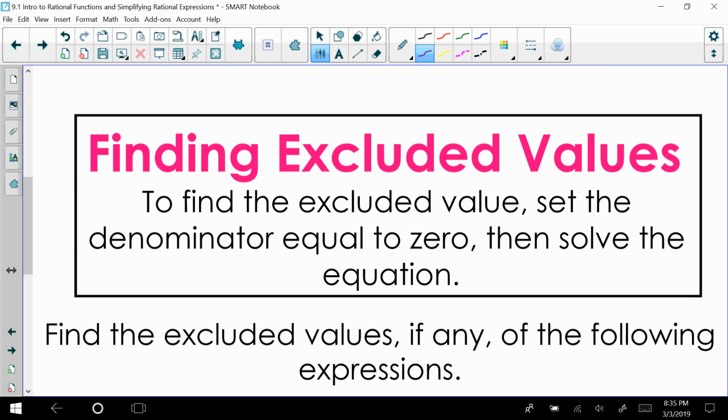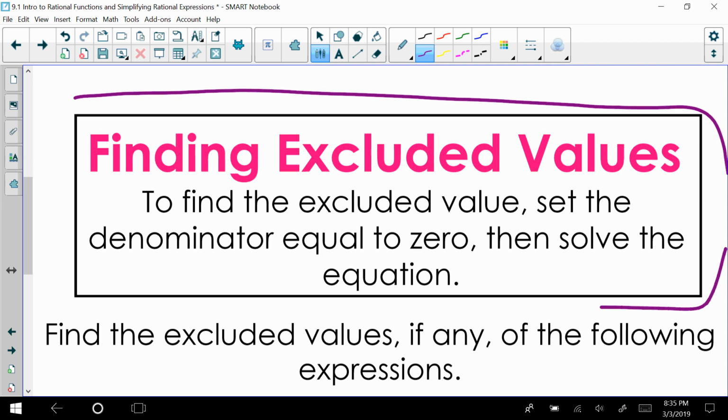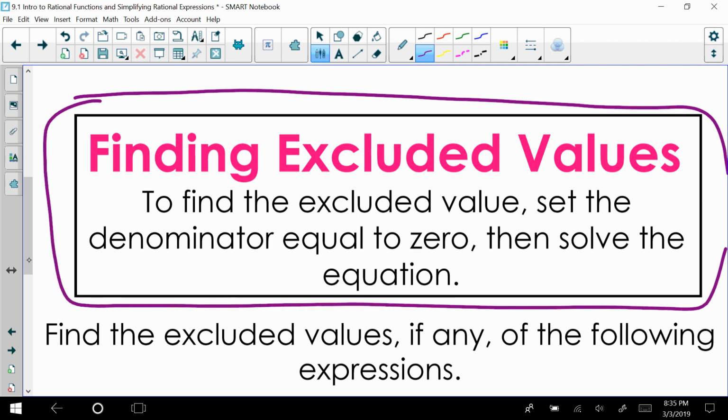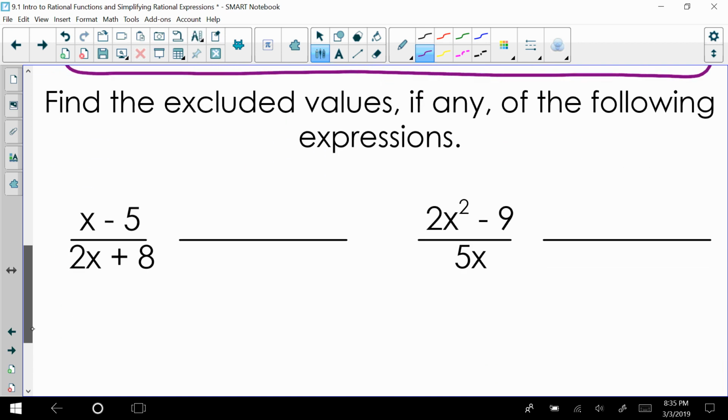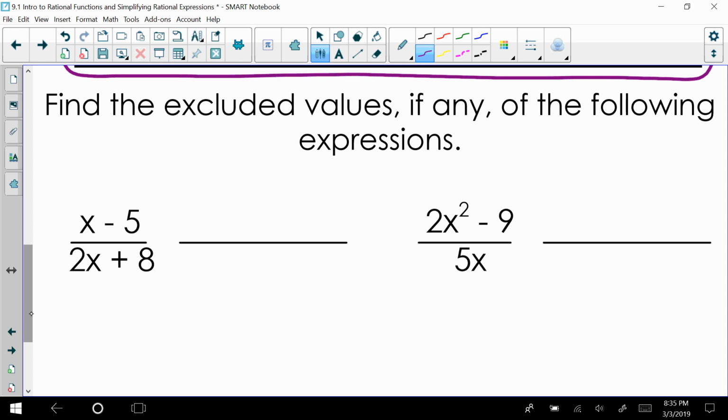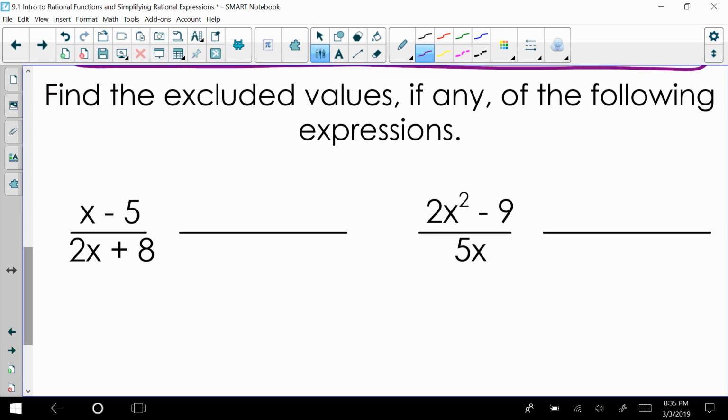Finding excluded values: to find the excluded values, set the denominator equal to 0, and then solve the equation. Exactly what we did. Here, I'll tell you to have it in factored form, not simplified form. And then we've got some examples. This is a great time to pause the video, get these two written down and try them.